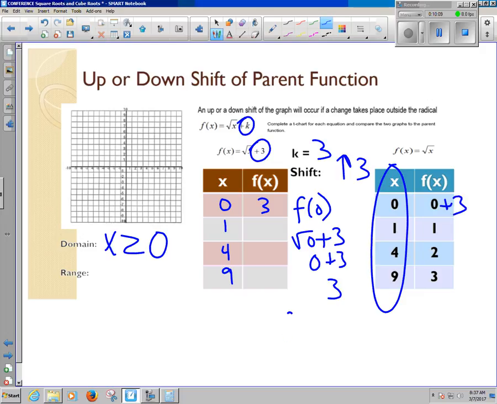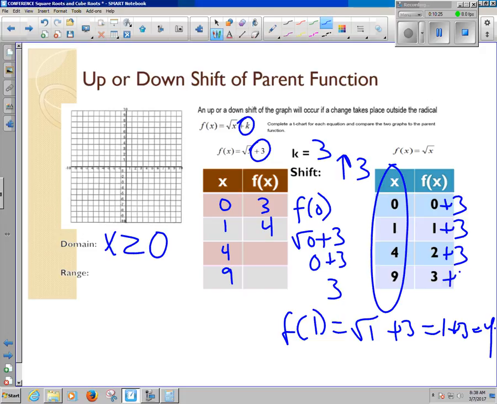And f of 1 is going to be the square root of 1 plus 3. It's going to be 1 plus 3. It's going to equal 4. Okay, let's also note that that's 3 more. So I think we can see what's going to happen. We're going to add 3 to 2 and get 5. Add 3 to 3 and get 6. So I have my new points here. 0, 3, 1, 4, 4, 5, and 9, 6.